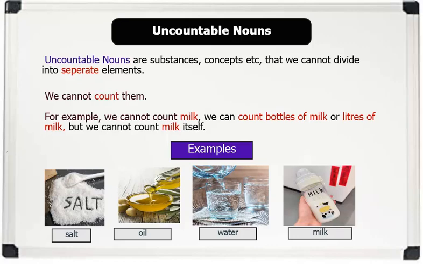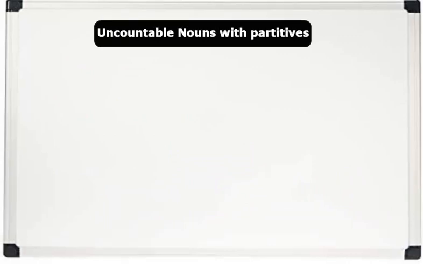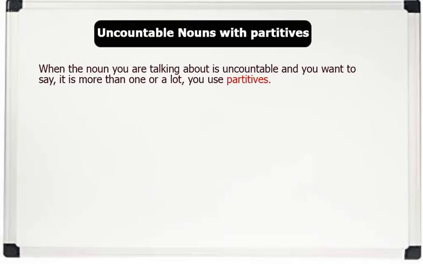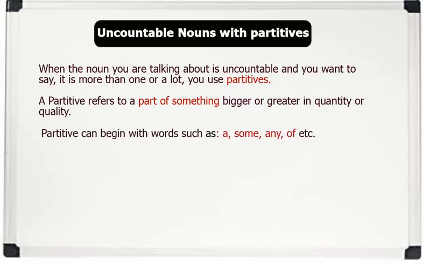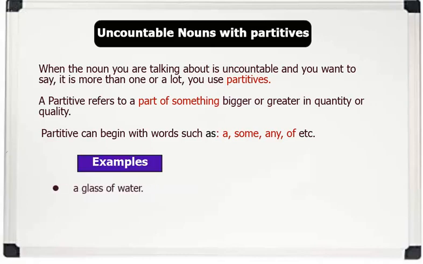Let's go over to examples of uncountable nouns with partitives. When the noun you are talking about is uncountable and you want to say it is more than one or a lot, you use partitives. A partitive refers to a part of something bigger or greater in quantity or quality. Partitives can begin with words such as a, some, any, of, etc. Examples: a glass of water, a pinch of salt, a bottle of oil.